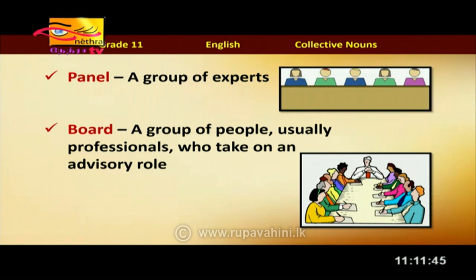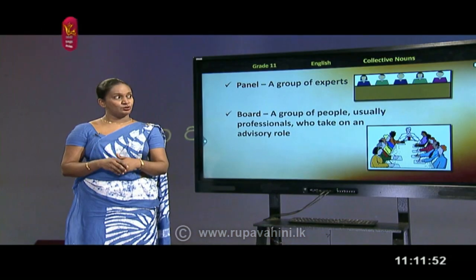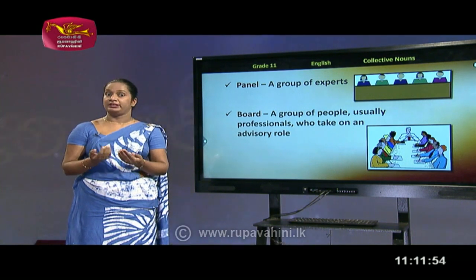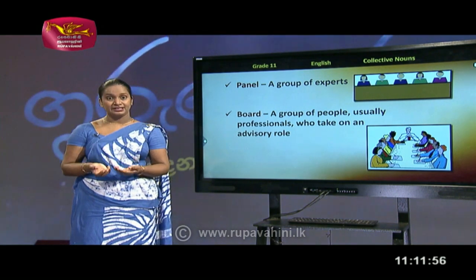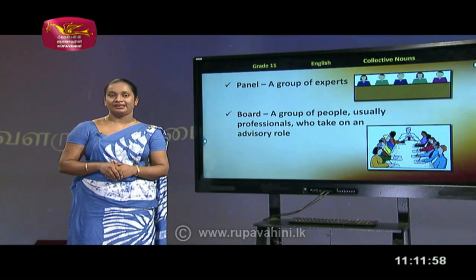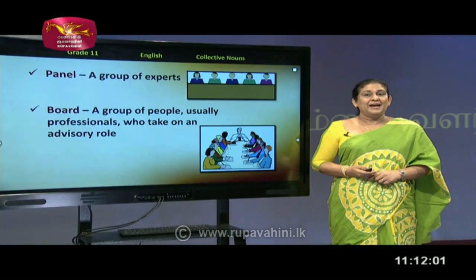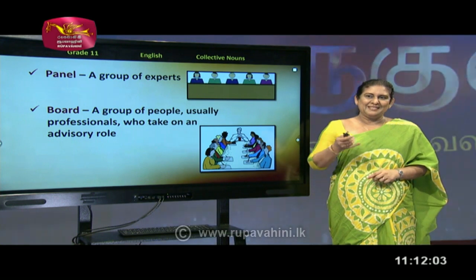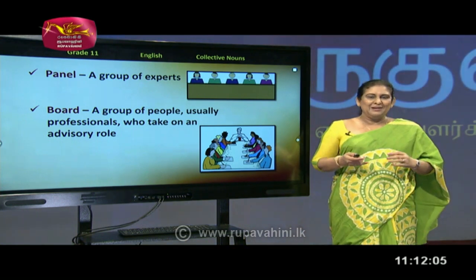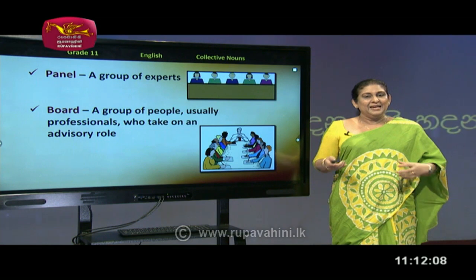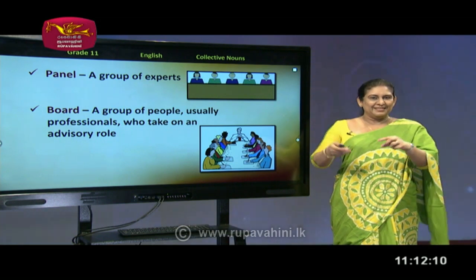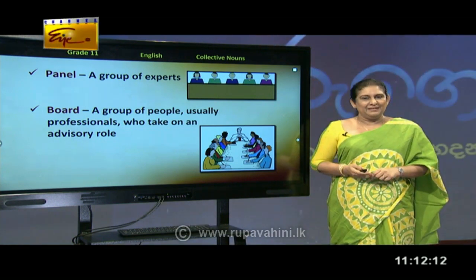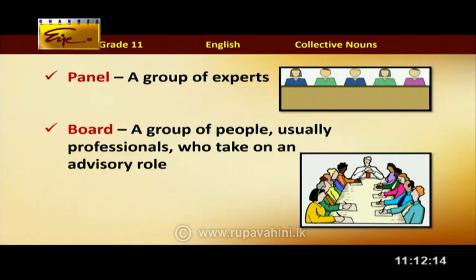Then the next one, the board. A group of people, usually professionals, who take decisions together. Especially in companies and institutions, we find a board of directors. They take decisions. So they have an advisory role there. You can see the pictures also. A panel is a group of people seated together. In the board also, you can see one person conducting and other people around the table. So panel and board for groups of people.